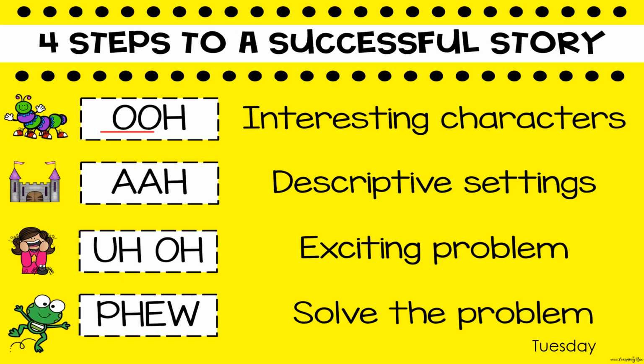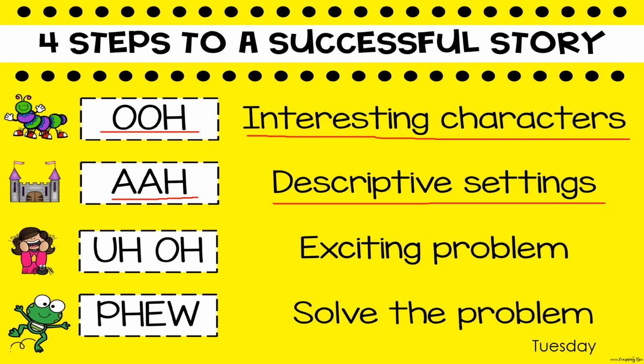The first one, ooh, is the interesting characters. So all the interesting characters that you might see in a good story or fairy tale. The ah is the descriptive setting. So the setting is where the story has been set or where it is happening, the location, the place where the story is happening. The uh-oh is the exciting problem that happens in the story.